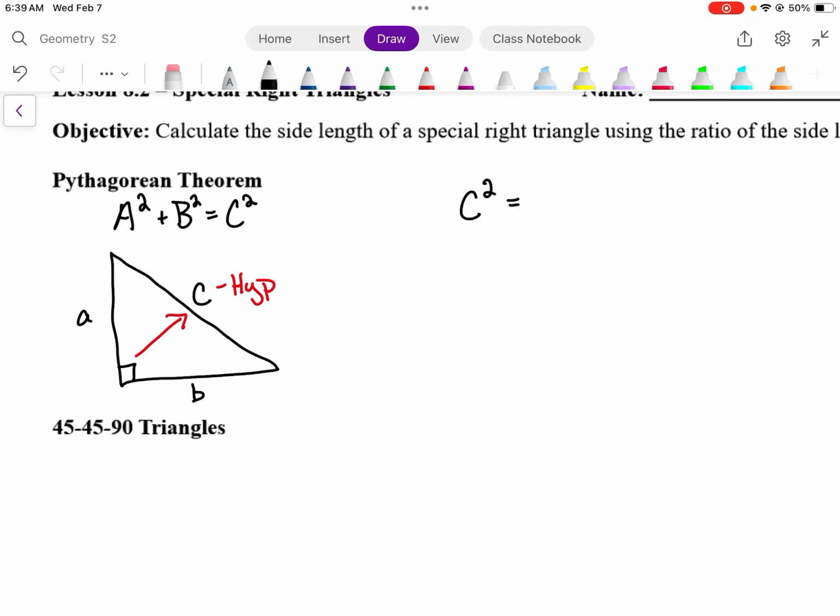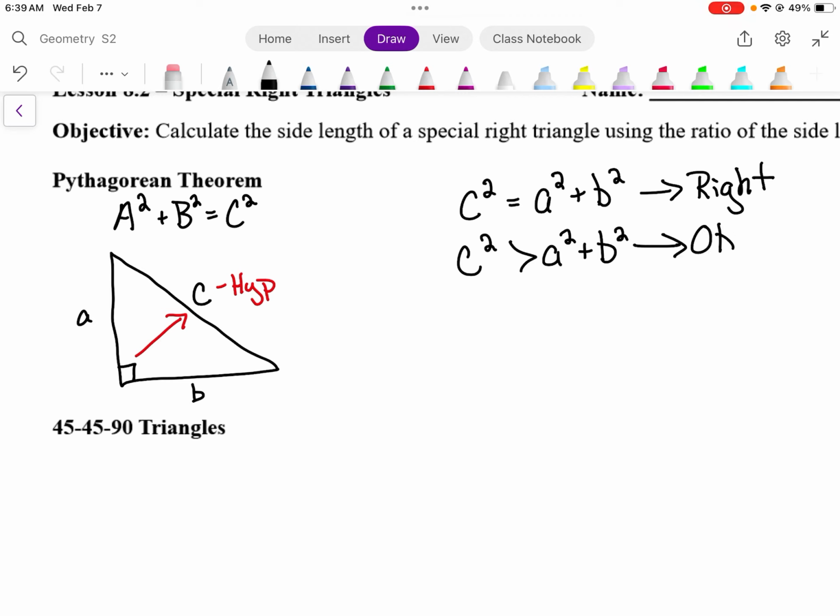And we know that if c squared is equal to a squared plus b squared, then it's a right triangle. If the c squared value is larger than a squared plus b squared, then it's obtuse. And if it's smaller, then it is going to be acute.